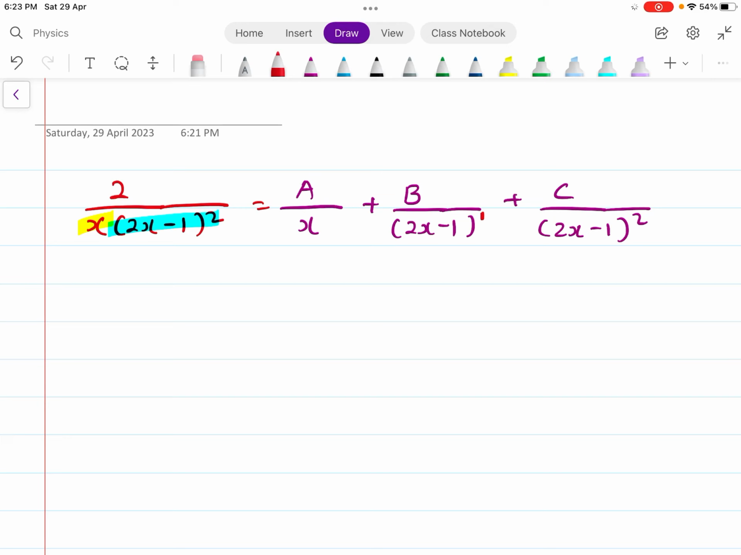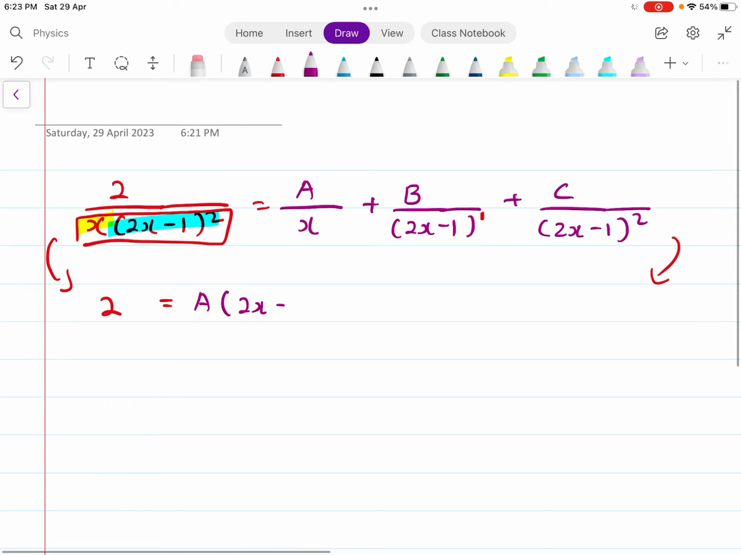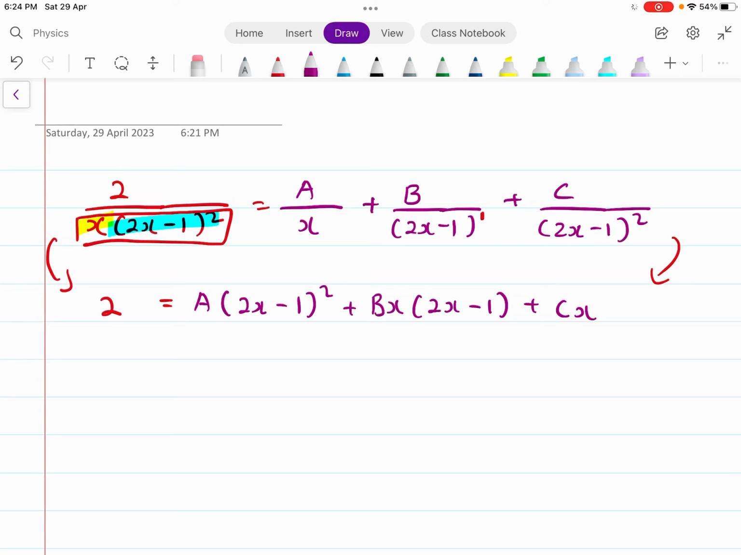Okay, the next step is actually to multiply left and right hand side by the denominator that you see here. Yeah, so you also do it for the right hand side, for the 3 terms on the right hand side. So when you do that, the left hand side will be 2 is equal to, the right hand side I will quote your answer, A(2x minus 1) squared, plus Bx(2x minus 1), plus Cx. Yeah, so I think for the C term you got the form wrong.